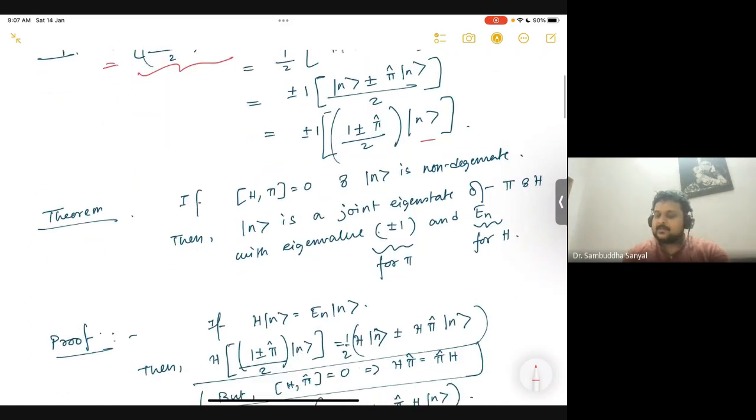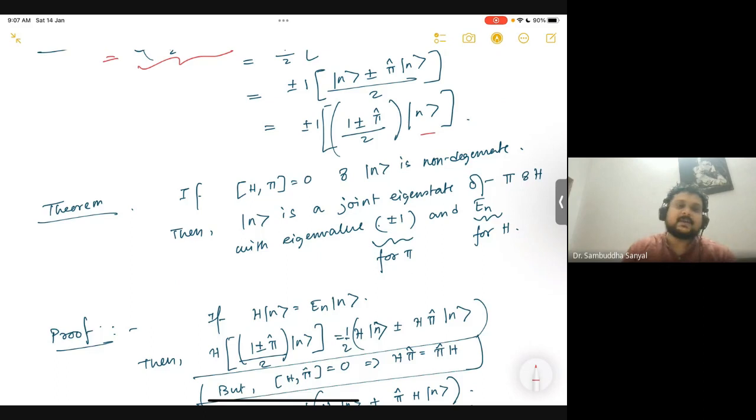Okay, so now comes the theorem. The theorem tells you if H and Π commute and |n⟩ is non-degenerate, then |n⟩ is a joint eigenstate of Π and H operator, with eigenvalue ±1 for the Π operator and E_n for the H operator. This is a known theorem, but we are just proving it for parity. If two matrices commute, then without any degeneracy this holds. If there is a degeneracy, it is also true, but then you have to do something more to prove it, and we'll see that immediately in an example.